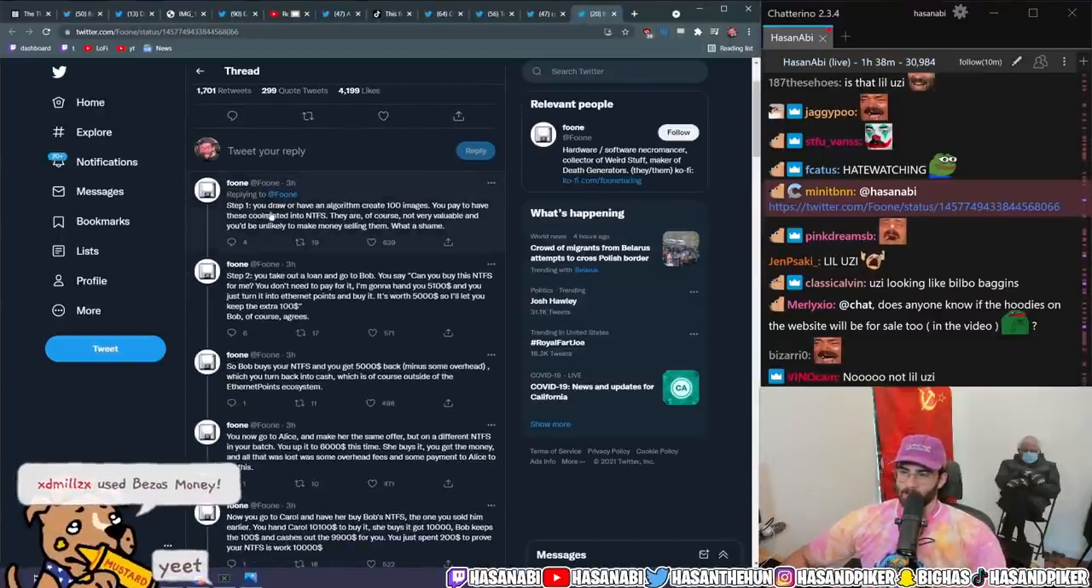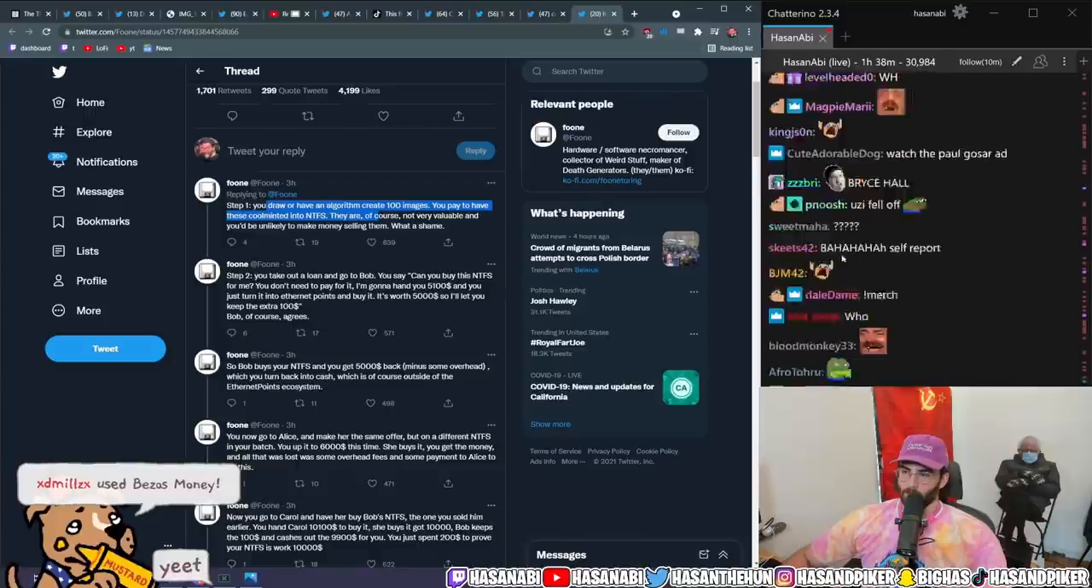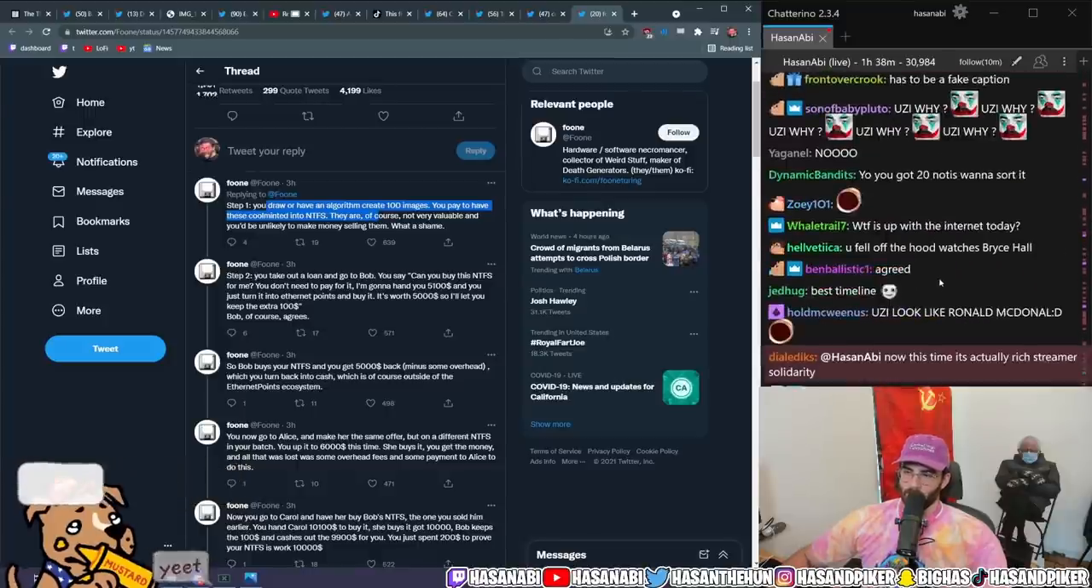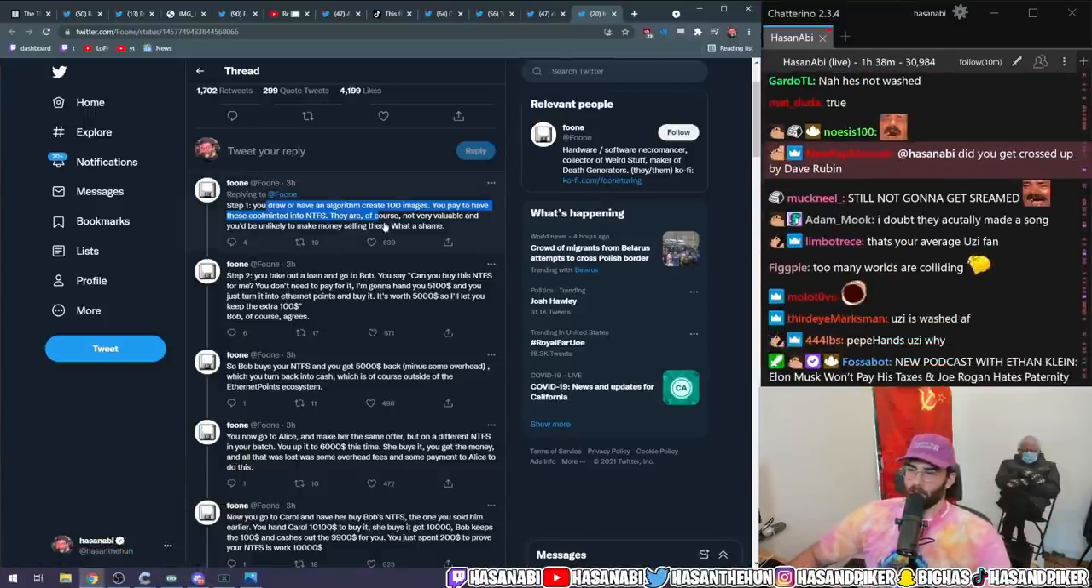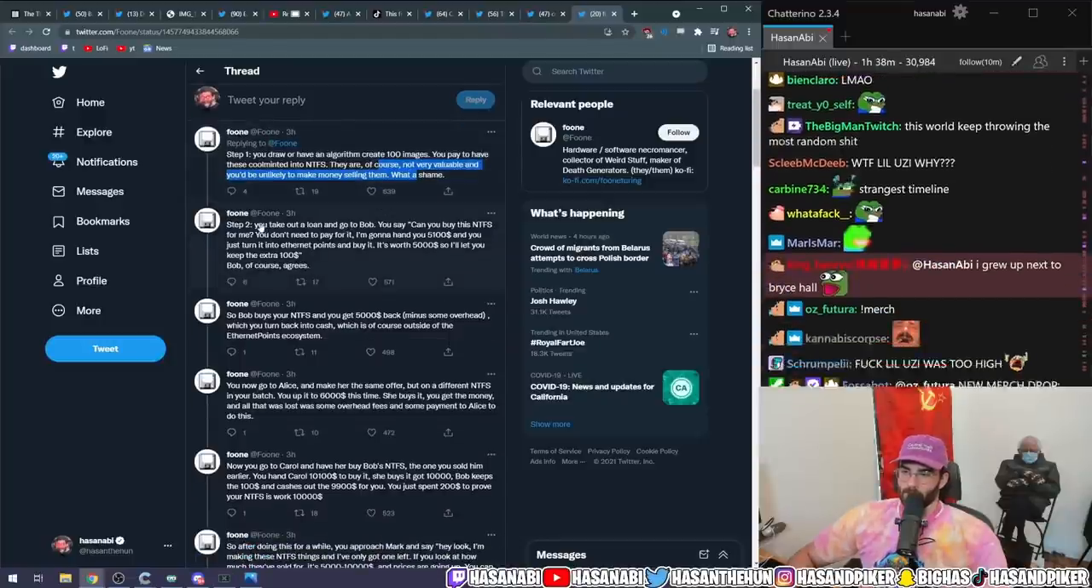A beginner's guide. Step one, you draw or have an algorithm create 100 images. You pay to have these minted as NFTs. They are, of course, not very valuable, and you'd be unlikely to make money selling them. What a shame. Step two, you take out a loan and go to Bob.